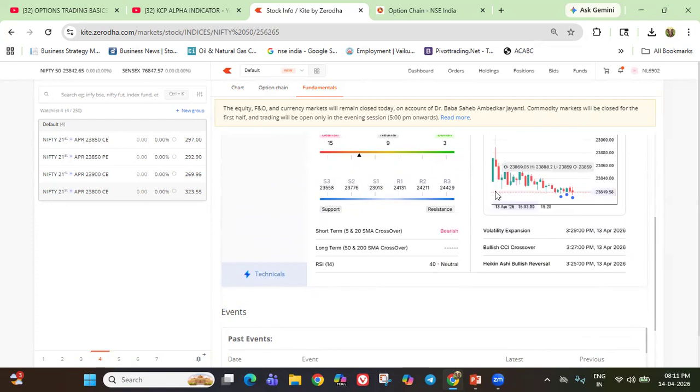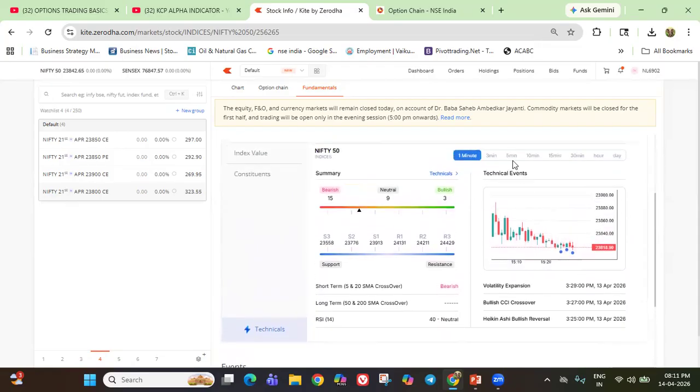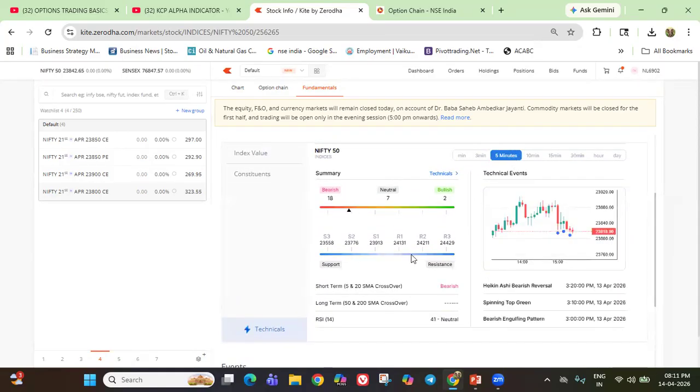Whenever it is bearish, it means the market is coming down. For example, sir, I'm not that much of a scalper, can you give me 5 minutes? Yes, if you click 5 minutes, here you can see the 5 EMA, 20 EMA crossover is negative, so it is giving a bearish symbol.